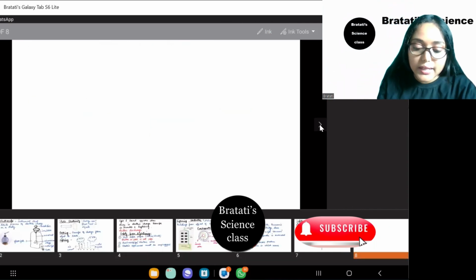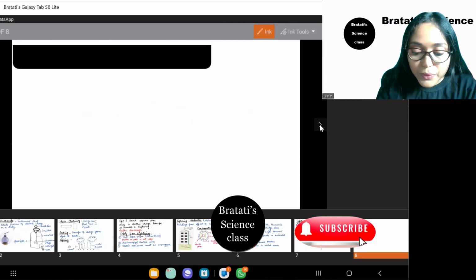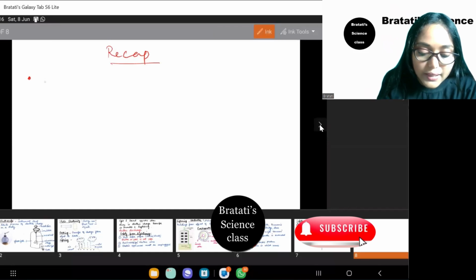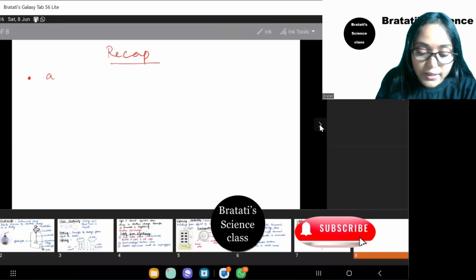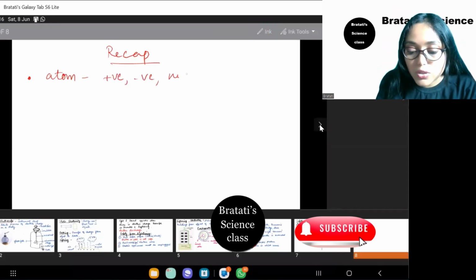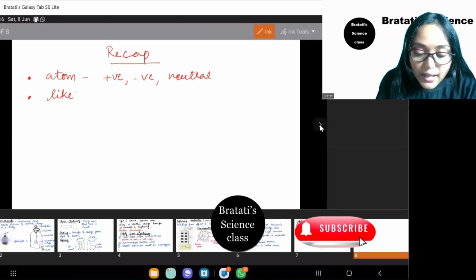So a quick recap of what we have done today. Hope you have understood, right? In the recap, a mind map, we have covered topics like current electricity. We started with the structure of the atom. In an atom, we have the positive charge, the negative charge, and also the neutral charge that we have seen.